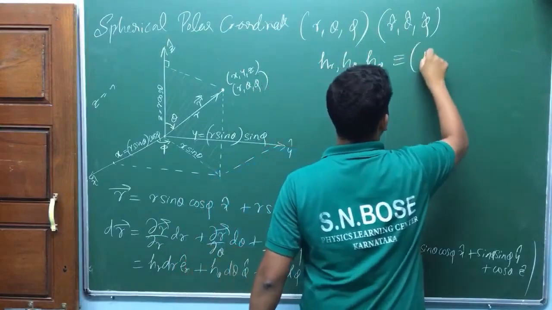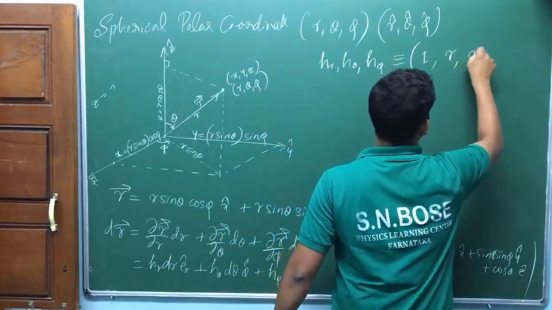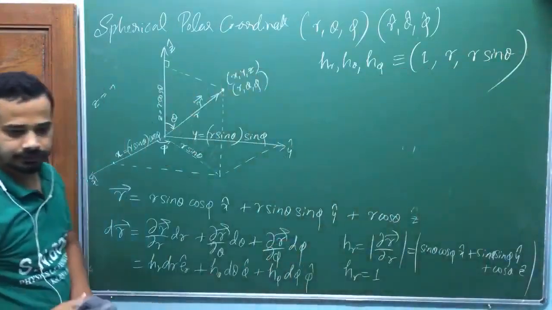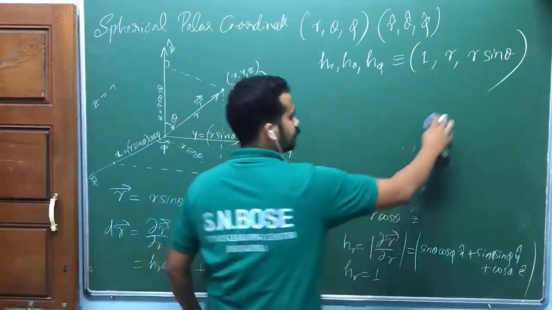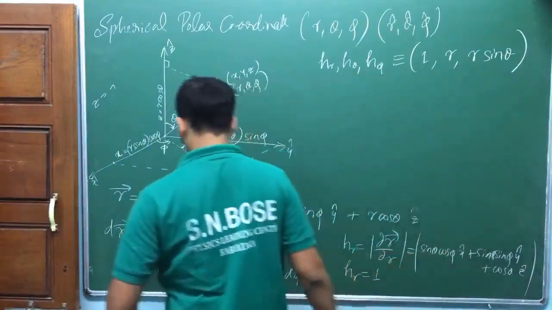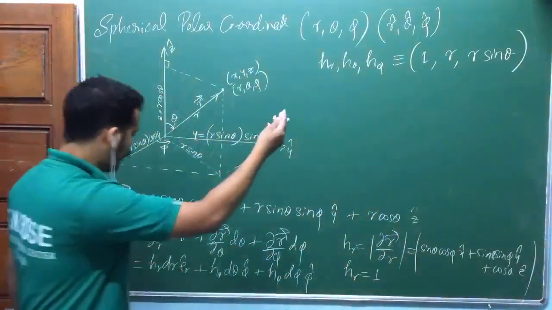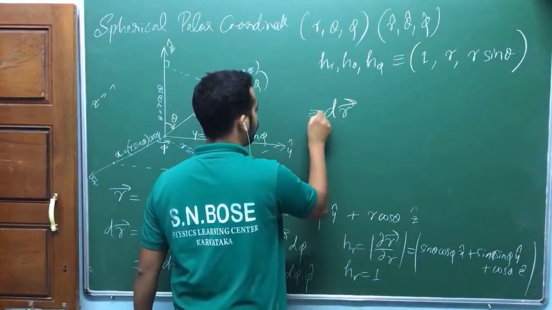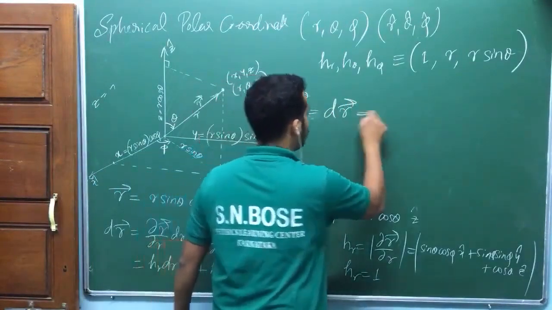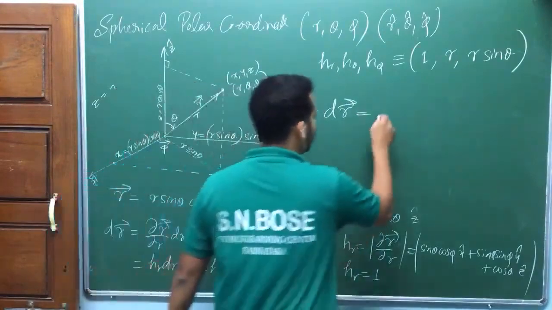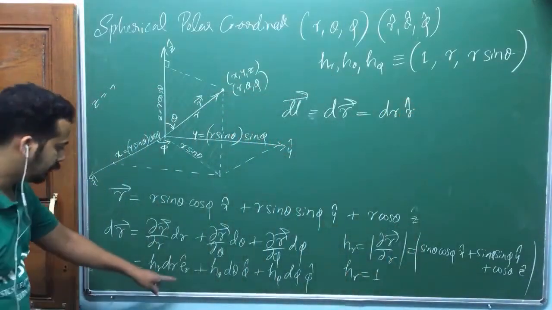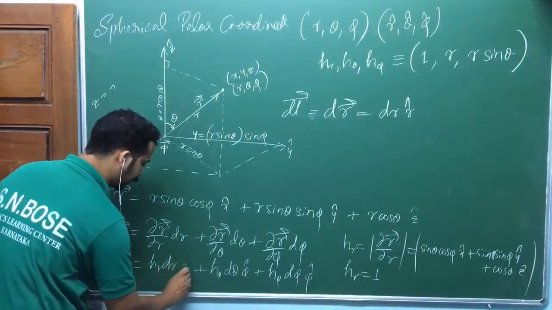That is equal to 1, r, r sin theta. You better remember it like this. In that format, you can write your dr, or sometimes we write it as dl vector. Am I right? dl vector equals h_r, that is 1, dr r cap. Actually, I have written e_r cap; you can write it as r cap itself.